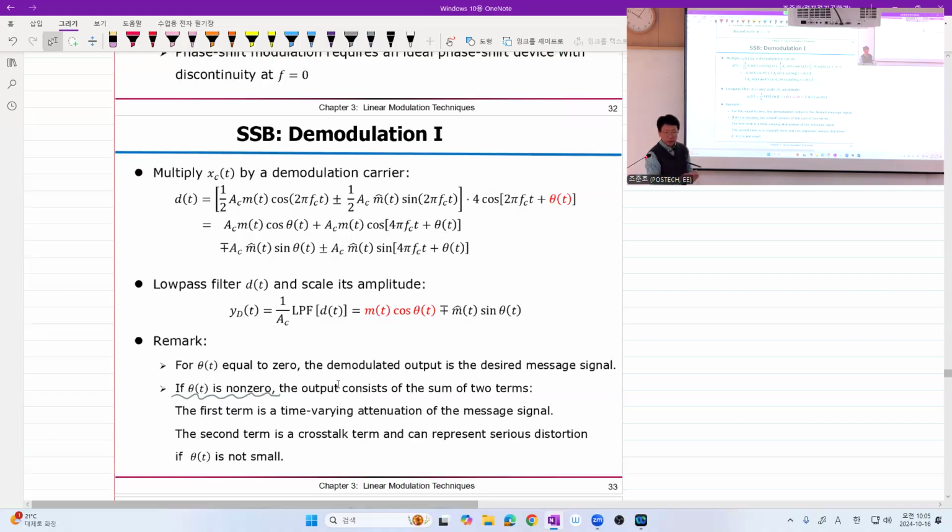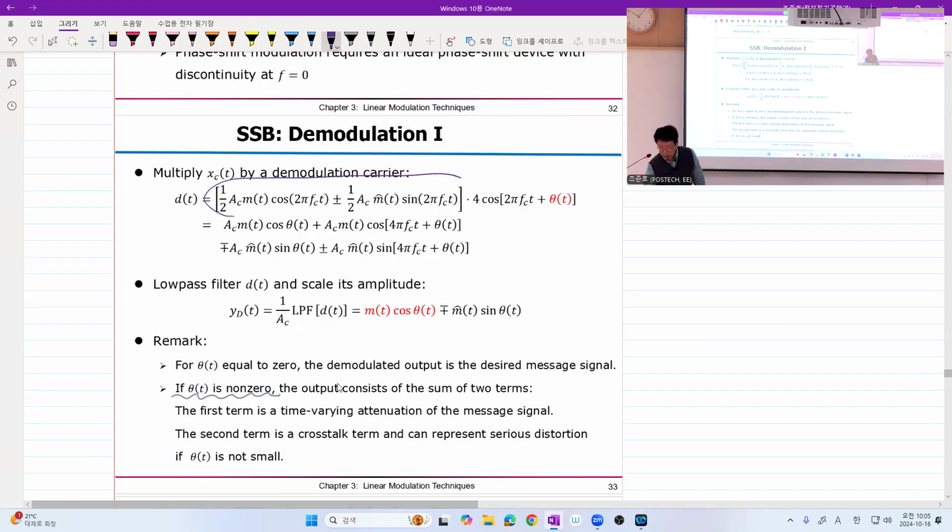So here goes the demodulator. So let's see. What is this one? This one is either USB SSB signal if the minus is there. If it is plus, then LSB SSB, right? Now, what is this one? This is the so-called demodulation carrier generated at the local oscillator of the receiver. And this is the received signal, simplified version.